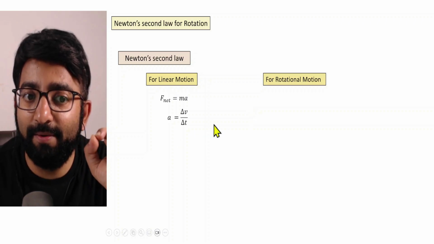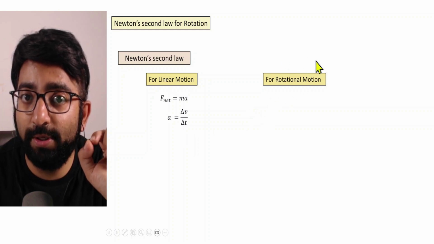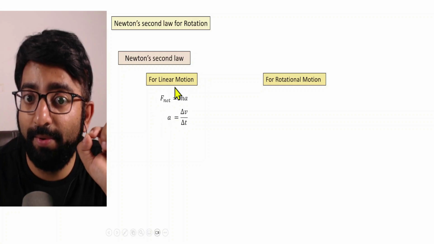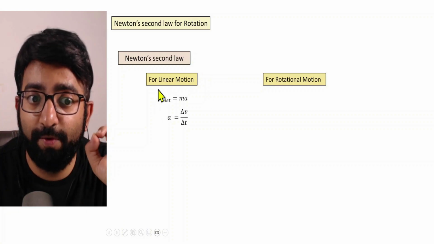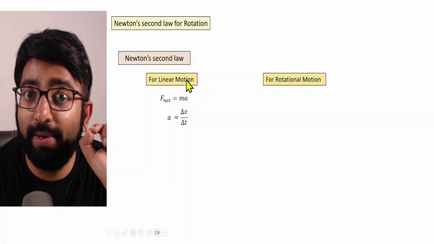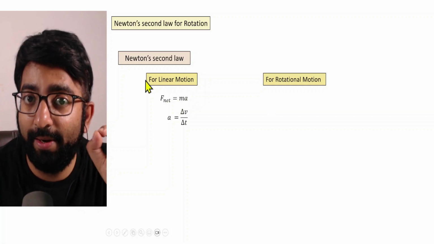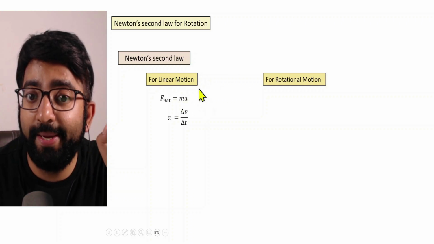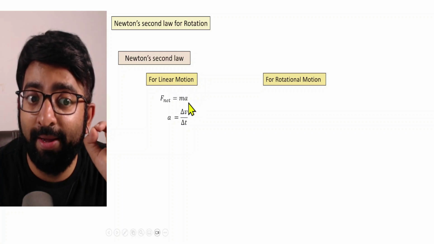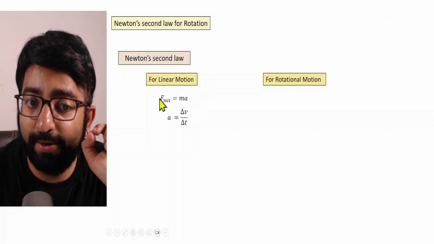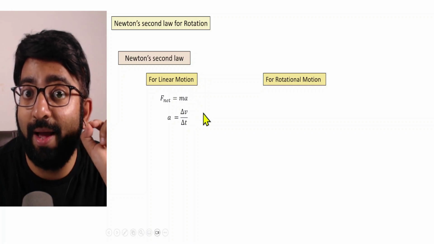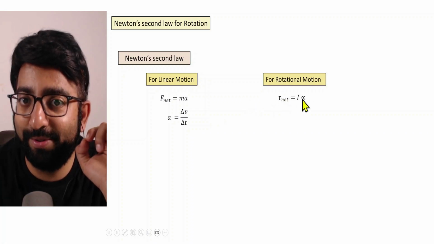And similarly, we can write corresponding equations for rotational motion. We know in linear motion we have force, so the corresponding term in rotational motion is torque. So we will write the net torque is equal to, now the corresponding term for m in rotation, mass in linear motion, is moment of inertia. So m will be replaced with I, and a here in F net is equal to ma is linear acceleration. So we will replace a with angular acceleration. So the formula looks like this.